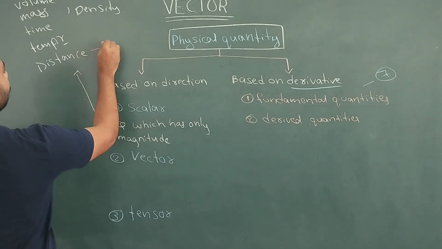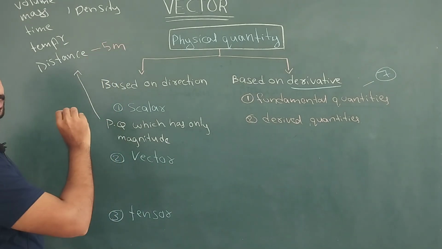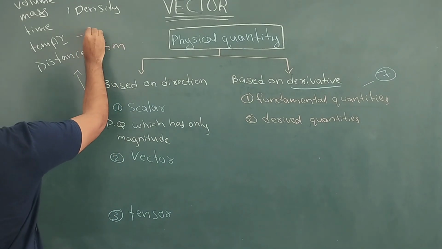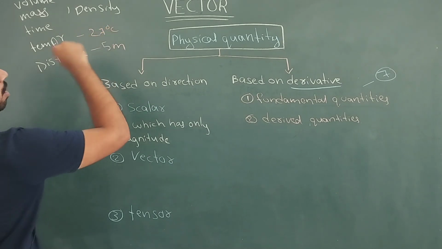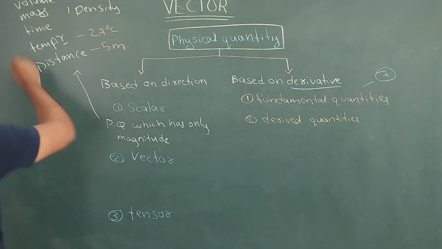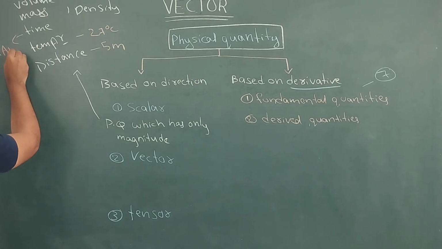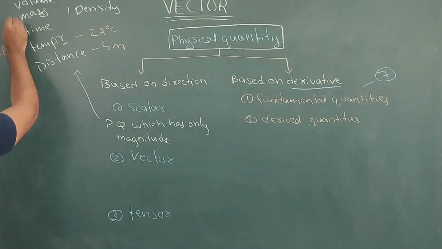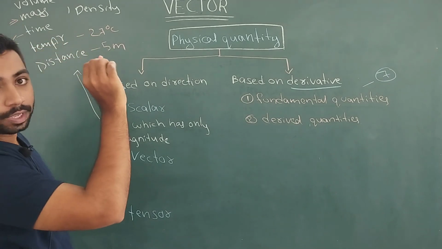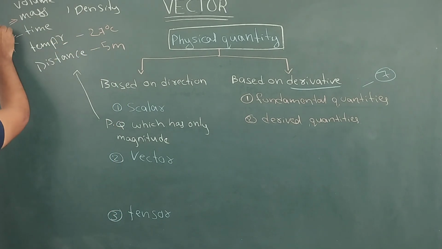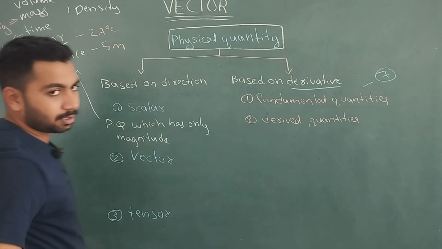For example, 5 meters distance from A to B. 27 degrees Celsius today. Time, it is now 11 a.m. Mass, my weight or anything. Potato, we got 7 kg, 5 kg. Just 5 kgs.